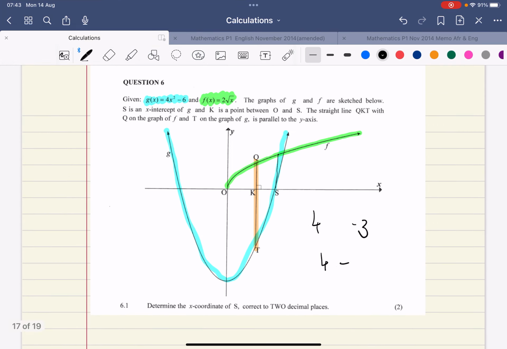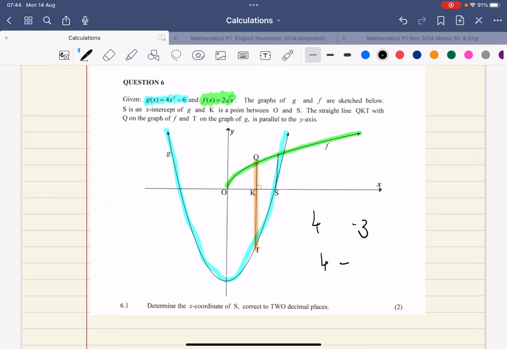Question 6. Given g of x equal to 4x squared minus 6 and f of x equal to 2 root x, the graph of g and f are sketched below. S is an x-intercept of g, and k is a point between O and S. The straight line Q to T, with Q on the graph of f and T on the graph of g, is parallel to the y-axis.